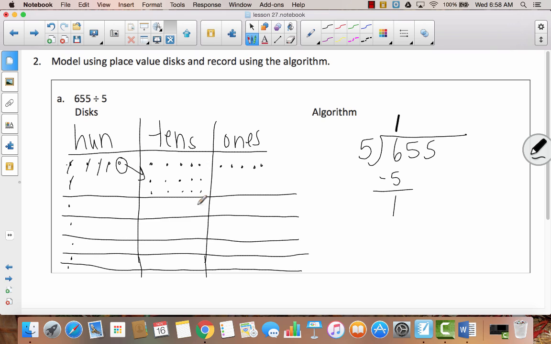So how many tens do I have now? I have 5, 10, 15. So over here I'm going to bring down this 5 in the tens to put with this 100. So now I've got 15, just like over here I've got 15. So these are kind of already divided. You can kind of see already 15 divided by 5. I can already see that I'm going to have 3 in each group.